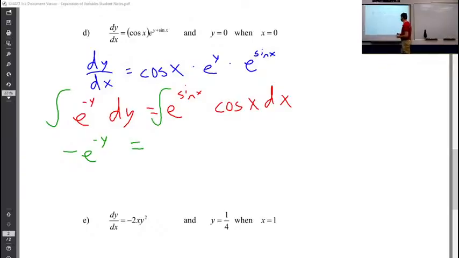equals antiderivative of e to the sine of x times cosine of x. I will skip over the u substitution that some of you might be more comfortable with doing for this part, and tell you that the antiderivative of e to the sine of x times cosine of x is e to the sine of x, plus c.